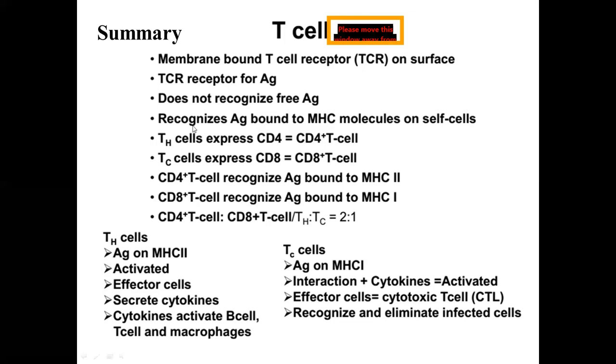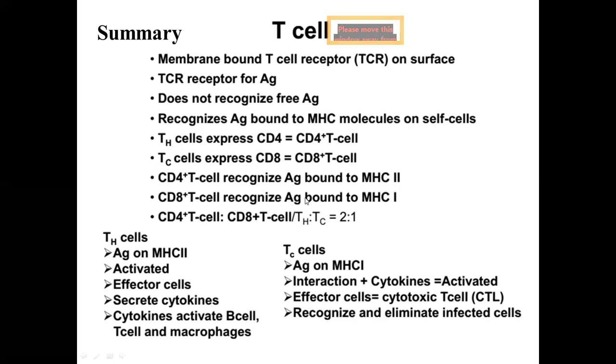Those cells which express CD4 as a marker are called T helper cells. The T helper cells recognize the antigen that is bound only with the class 2 MHC molecule. And those T cells which express the CD8 marker on their surface are called cytotoxic T cells, or TC, and they recognize an antigen that is bound only with the class 1 MHC molecule. So remember this.